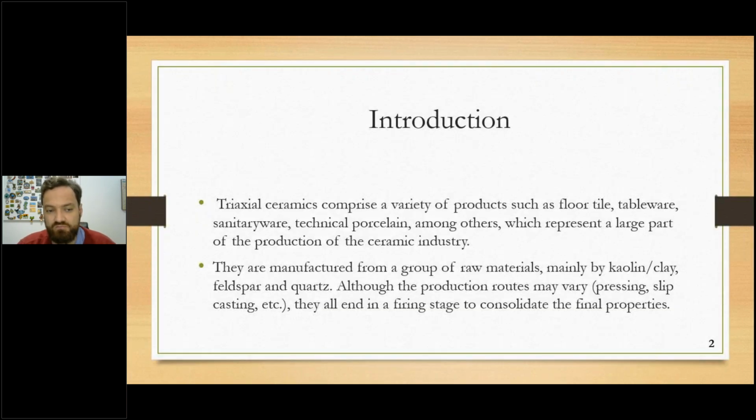Triaxial ceramics comprise a variety of products such as floor tiles, tableware, and sanitary ware, among others, which represent a large part of the production of the ceramic industry. They are manufactured from a group of raw materials, mainly kaolin clay, feldspar, and quartz. Although the production routes may vary, they all end in a firing stage to consolidate the final properties.